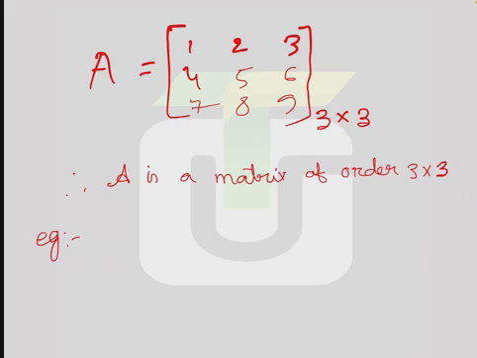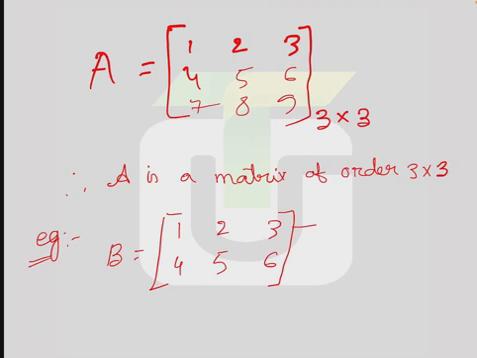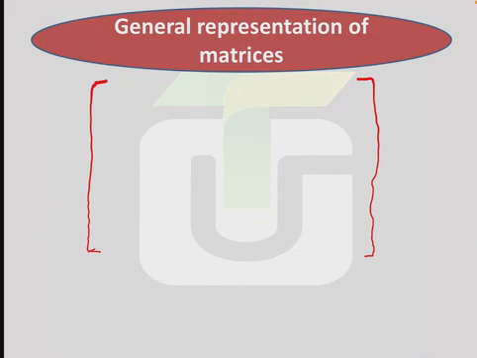For example, if we take another matrix B, suppose 1 2 3, 4 5 6. The order of matrix B is equal to how much? Order of matrix is equal to number of rows into number of columns, correct? Number of rows is how much? R1 and R2, that means 2, and columns are 1 2 3, so it is a 2 by 3 matrix, correct?